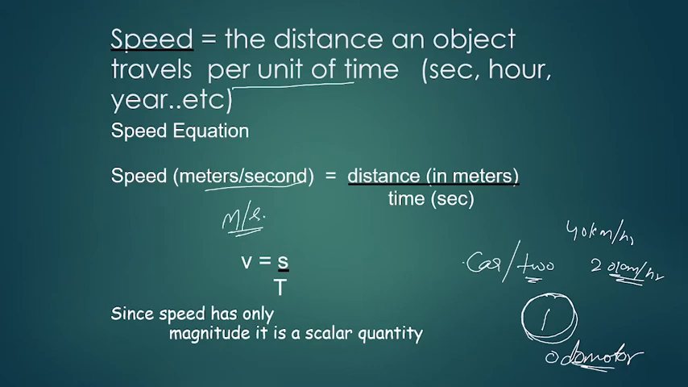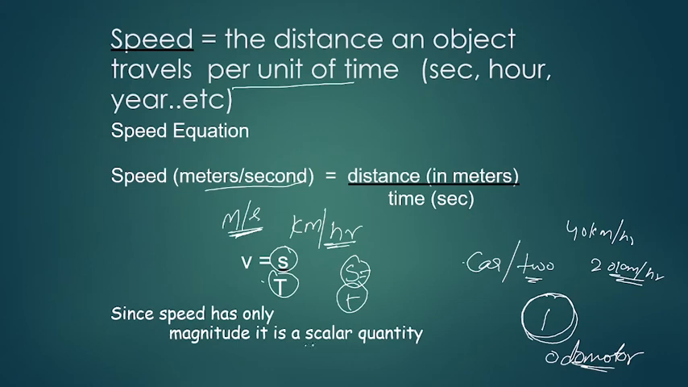As we saw, the unit for speed is meter per second, or you can also take it as kilometer per hour. The formula for speed is speed equals distance by time. Distance is represented as s and time is represented as t.